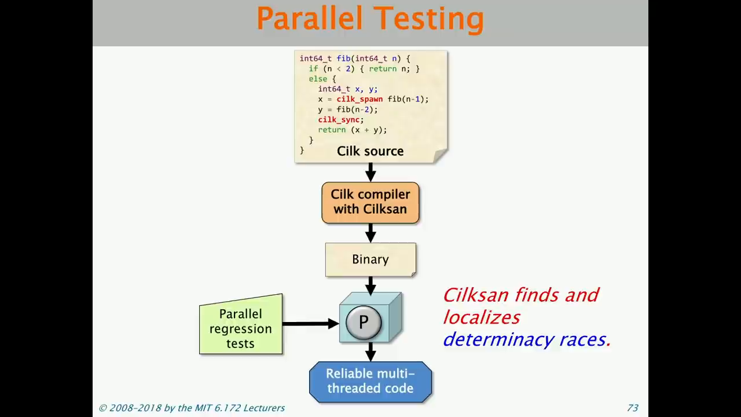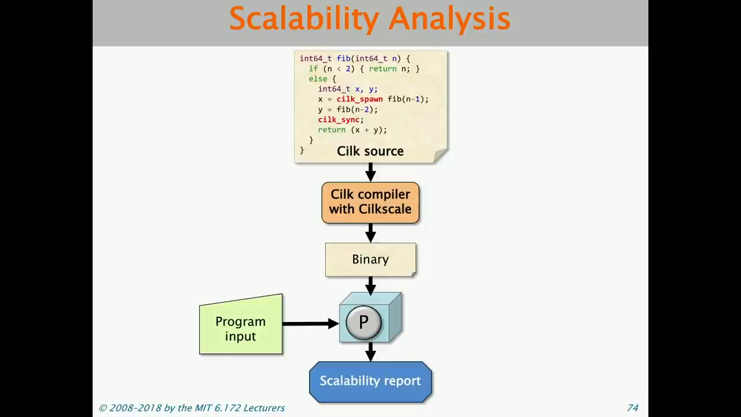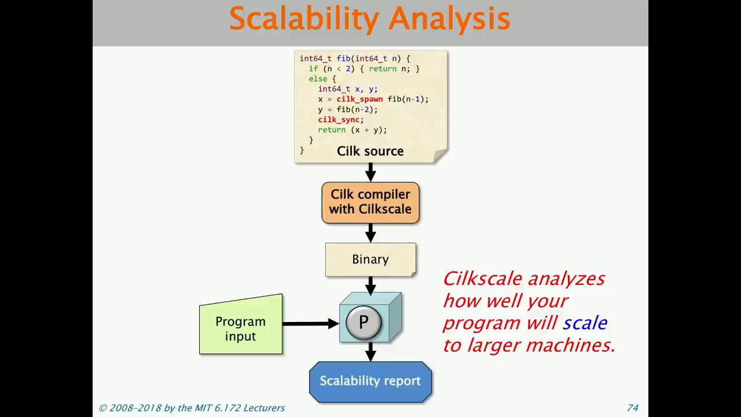Cilk also has another nice tool called Cilk Scale. It's a performance analyzer. It will analyze how much parallelism is available in your program, as well as the total amount of work that it's doing. Again, you pass a flag to the compiler that will turn on Cilk Scale, and it will generate a binary that is instrumented. Then when you run this code, it will give you a scalability report. You'll find these tools very useful when you're doing the next project, and we'll talk a little bit more about these two tools in the next lecture. As I said, Cilk Scale will analyze how well your program will scale to larger machines. It will tell you the maximum number of processors that your code could possibly take advantage of.